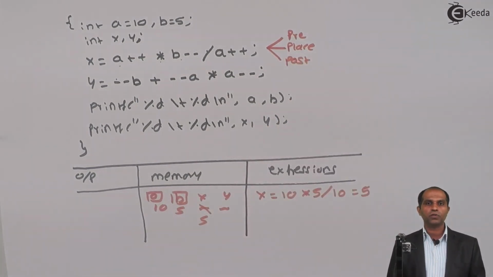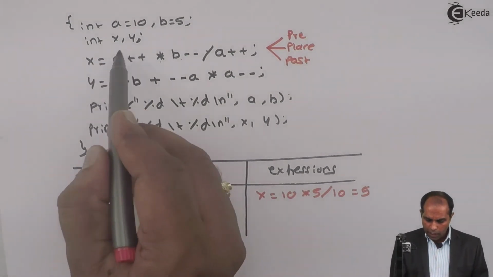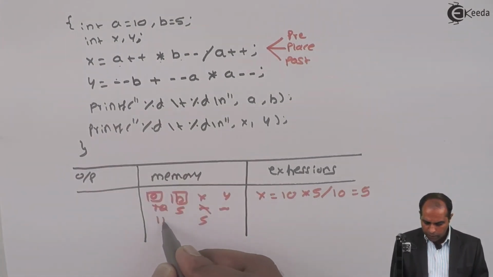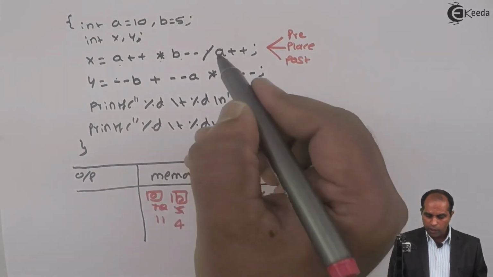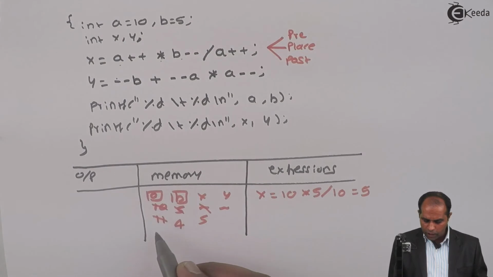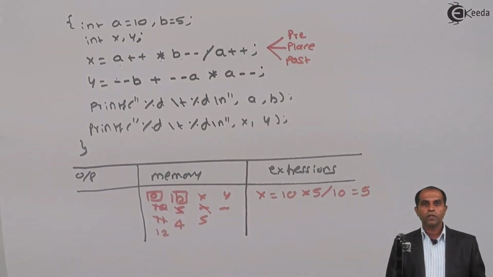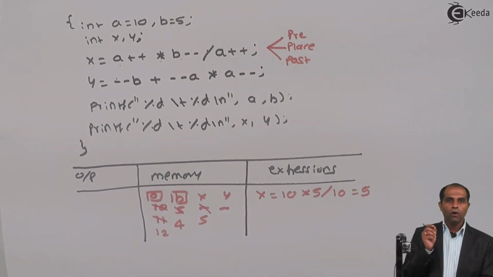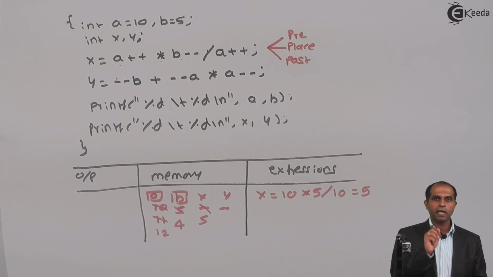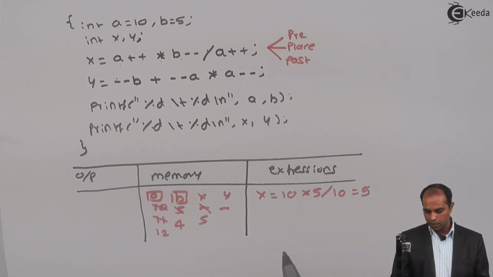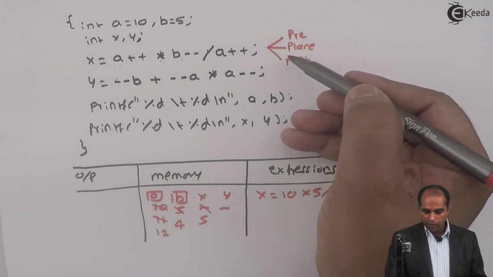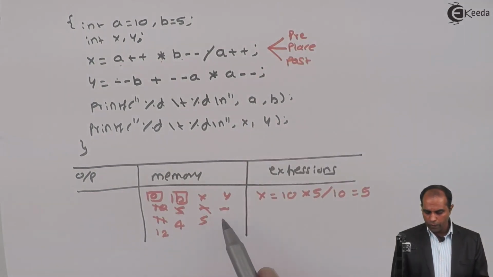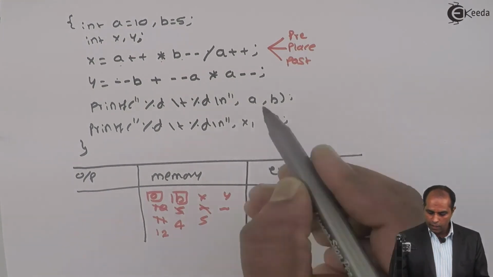Pre, place, post. So post expression, a++, modify a to 11, b--, modify to 4, a++, modify again this particular a to 12. But the post expressions will not be used in the same expression. They will be used in the further expression. So the latest values of a, b, x, y after the first expression are 12, 4, 5 and garbage.